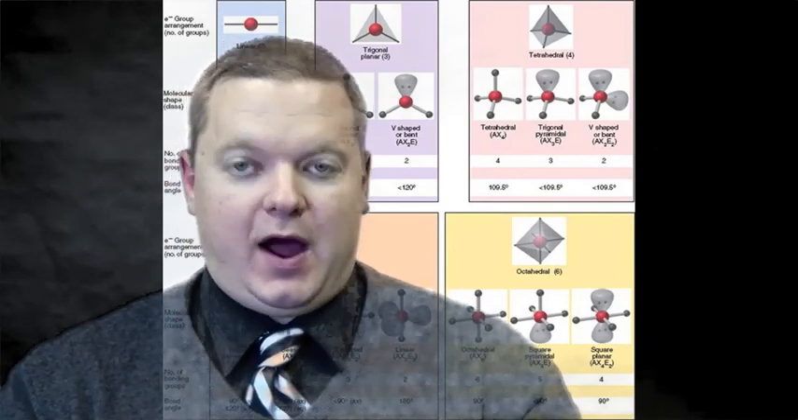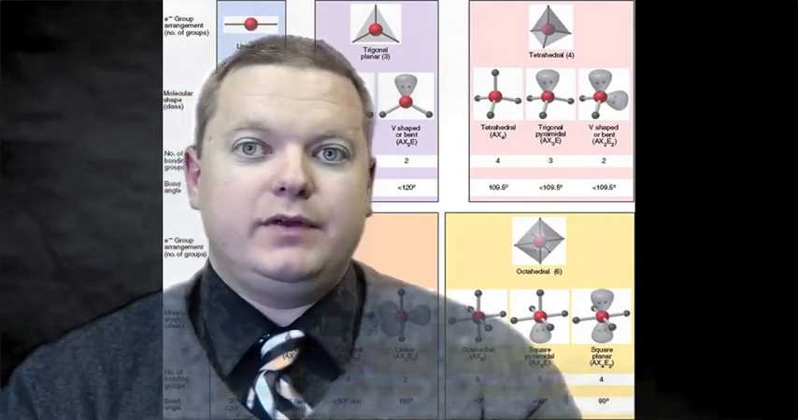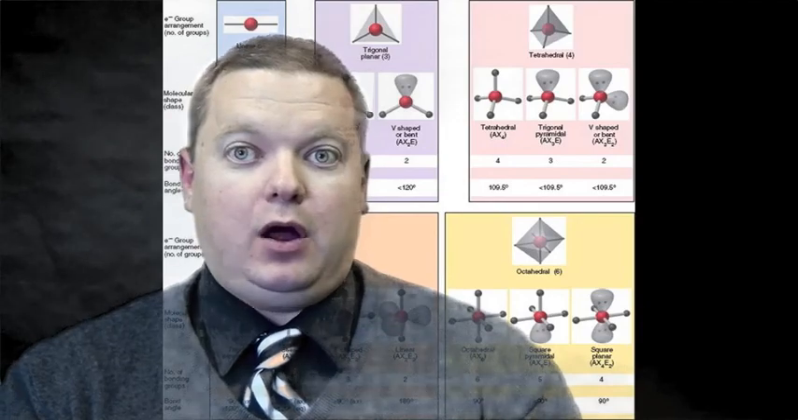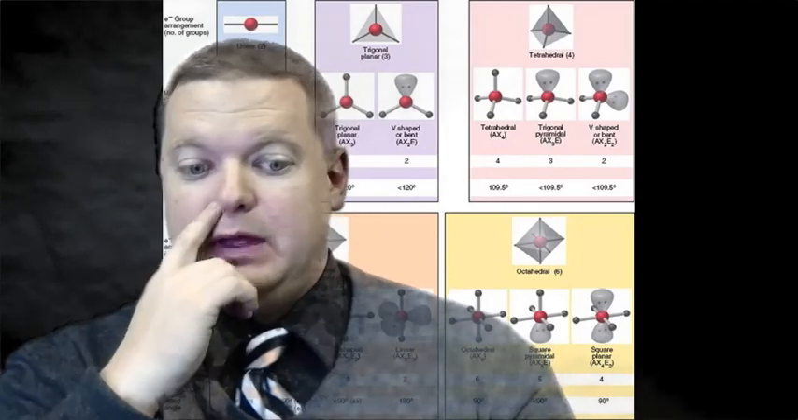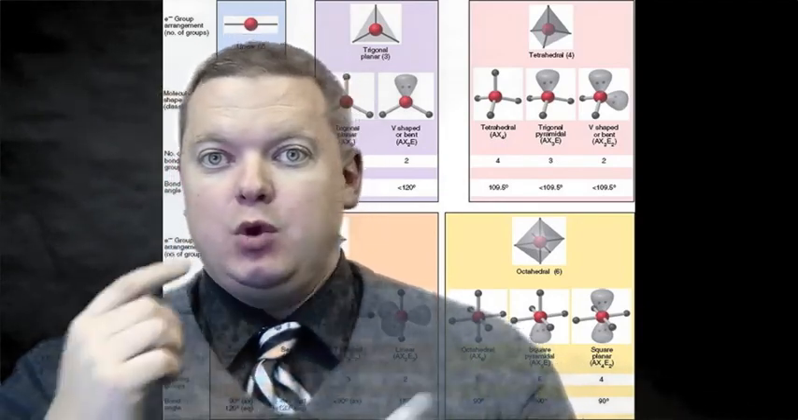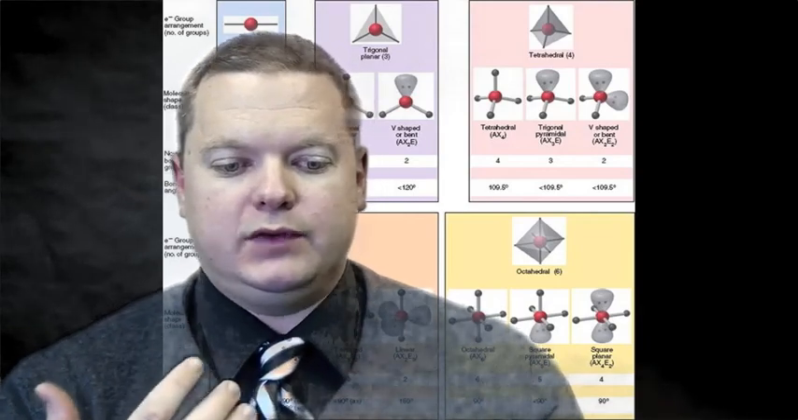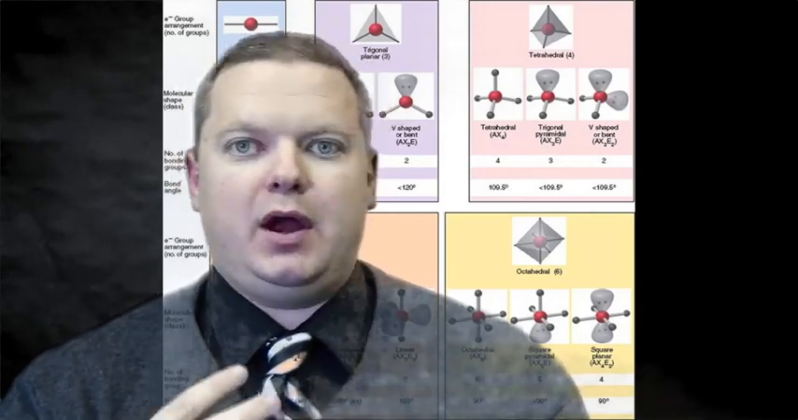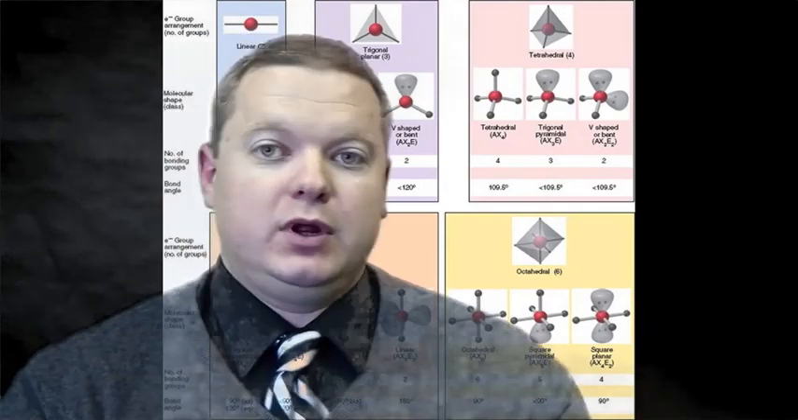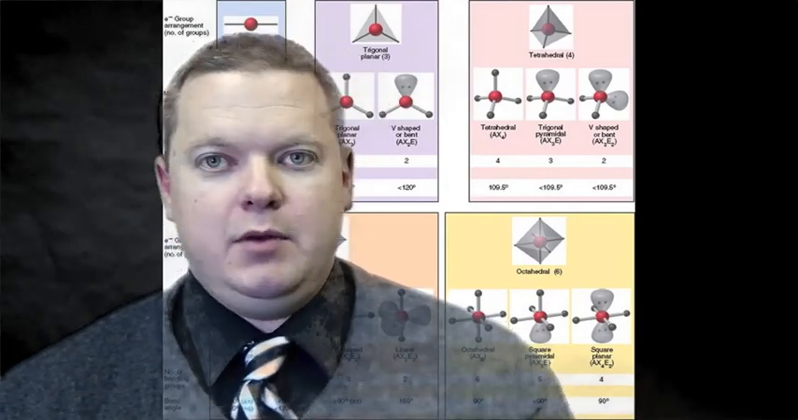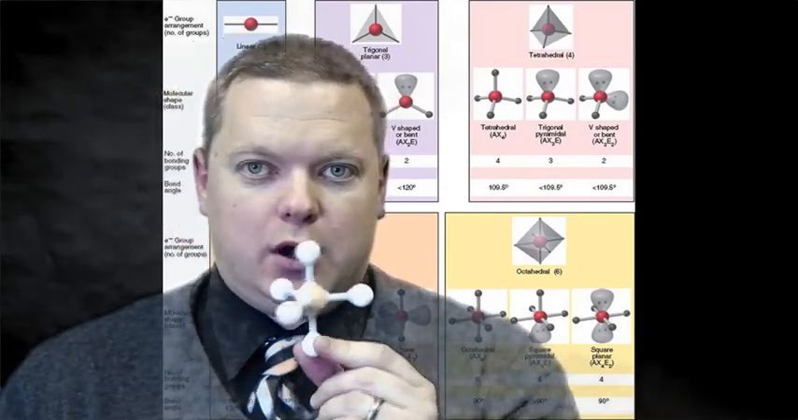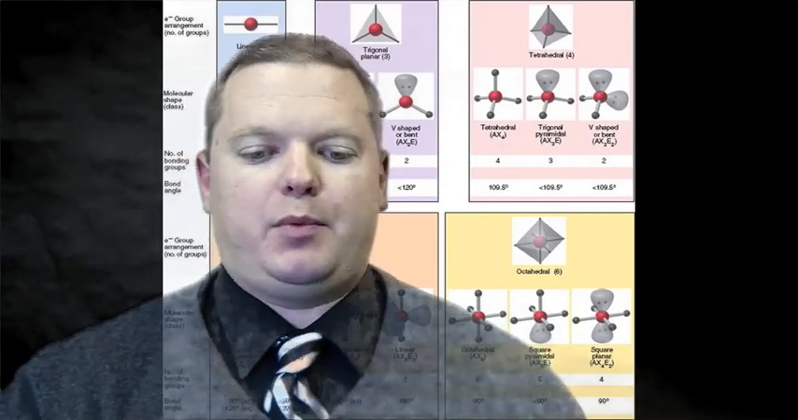So again, if we have 5 areas where we have electrons around this central atom, if they're all connected or shared with some other element, then it is going to be trigonal bipyramidal. 1 lone pair, it's going to be seesaw. 2 lone pairs, T-shaped. 3 lone pairs, linear. But it's all based on this original electron arrangement of trigonal bipyramidal.